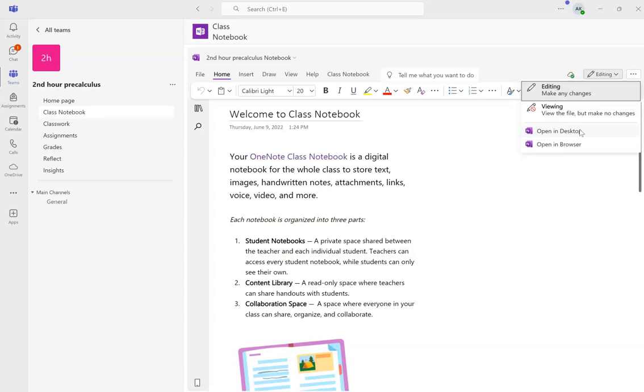Second hour pre-calculus. That gets you the big 2. Is it a pink one? Yeah. I'm in the red.